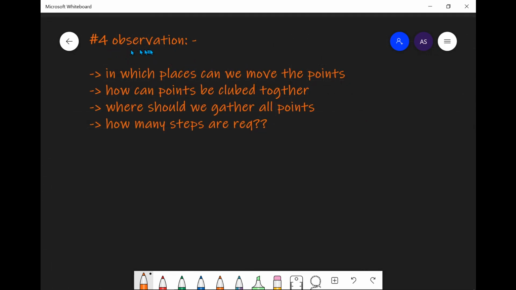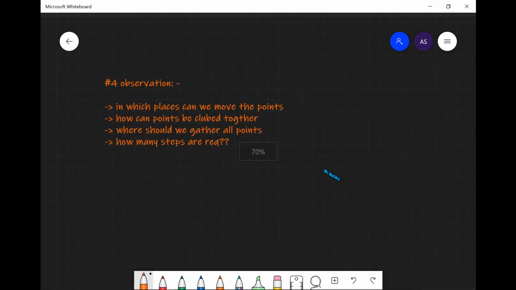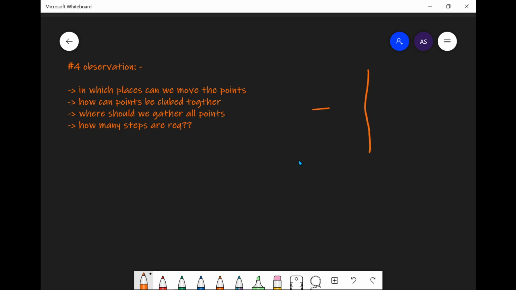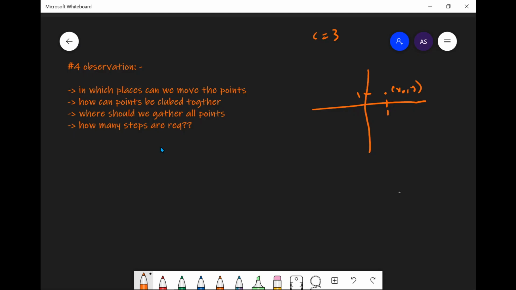In this question there were basically four observations. The first one was: in which places can we move the points? For the first observation, suppose this is the Cartesian coordinate system and our given point is something like 1 comma 1, and c is, let's say, 3. Say this is the point x comma y. As given, in one operation we can move from x to x plus c and y to y plus c, or from x to x minus c and y to y minus c.